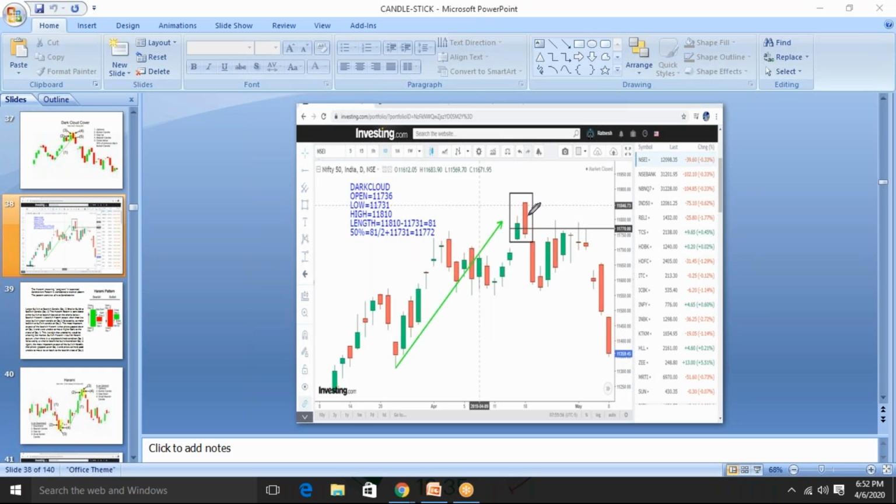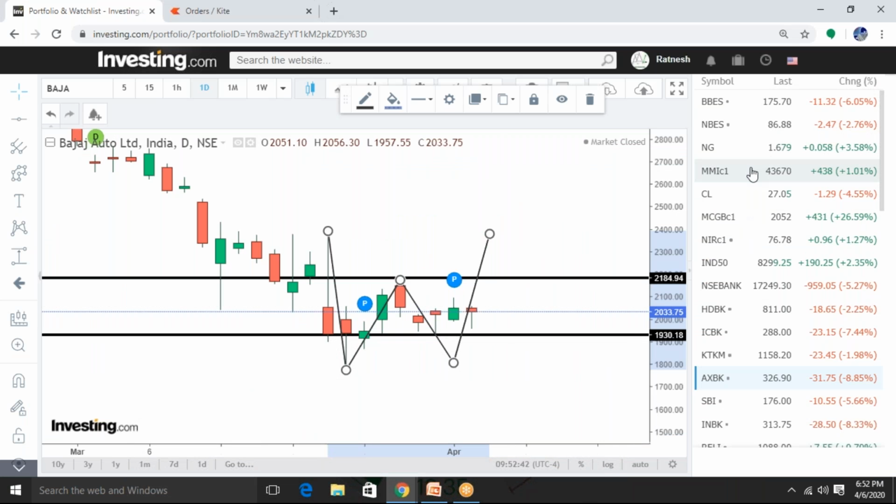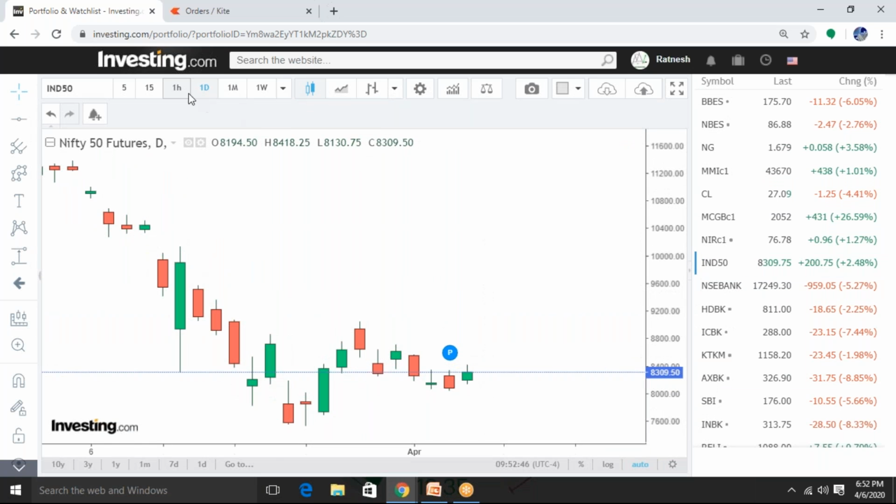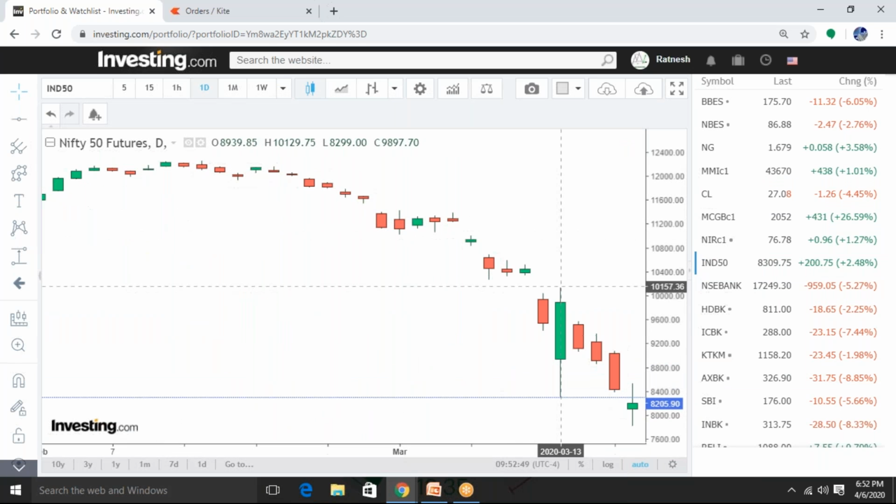I have already told you, I gave you a clear cut example. Opening, low, high, length also discussed, and the 50% I gave a proper example. Okay, this was the chart of the Nifty 50, the daily chart. See, the clear cut trend was upside. So the market started falling after that. This is the Nifty 50, one day time frame.